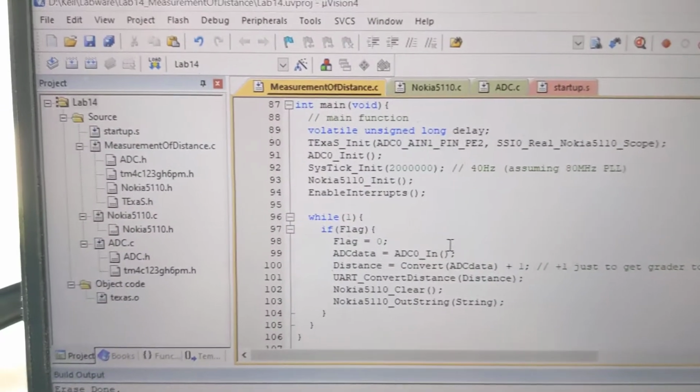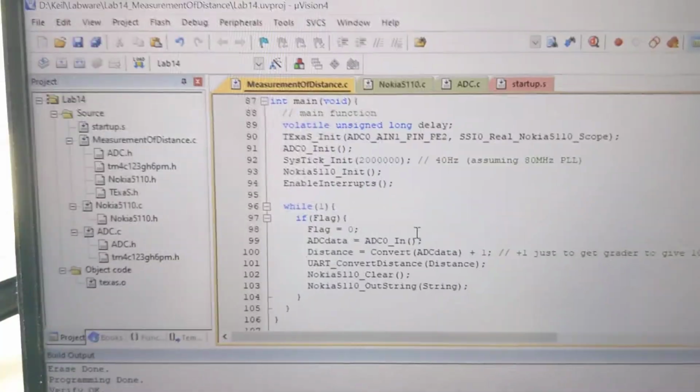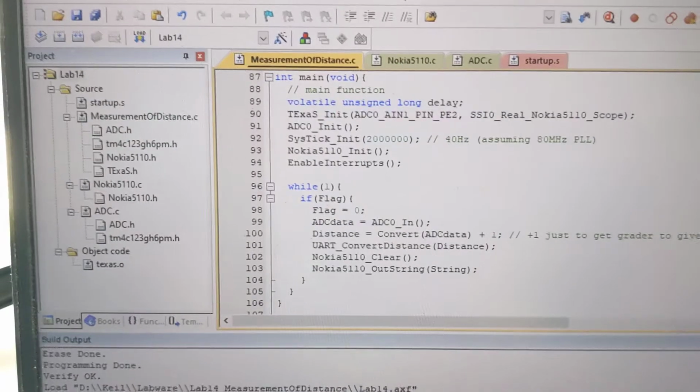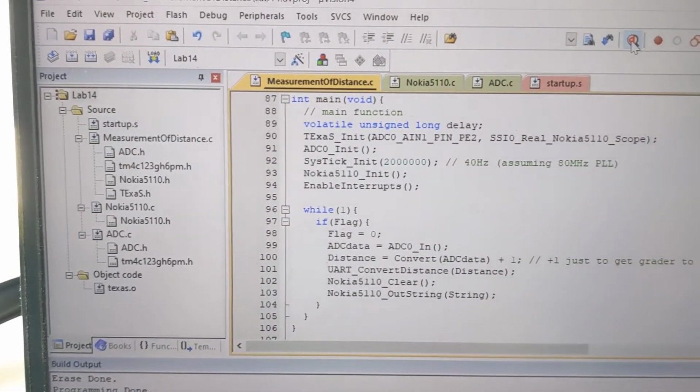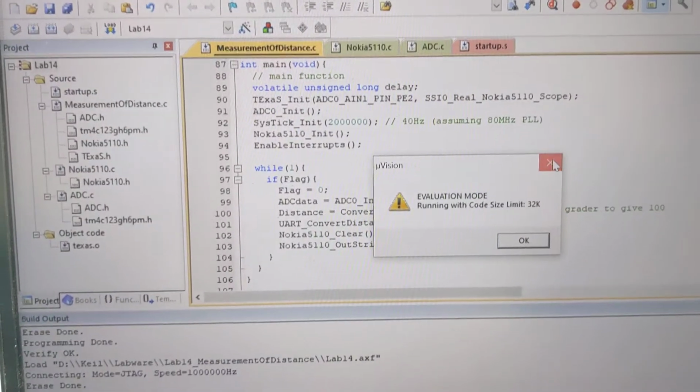Hi, this is Amay and I'm starting my lab 14. So let's move on to our simulator mode. So let's debug it and check whether we are having our whole grid or not.